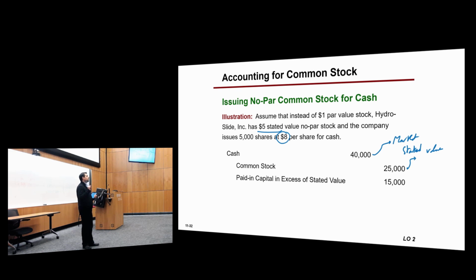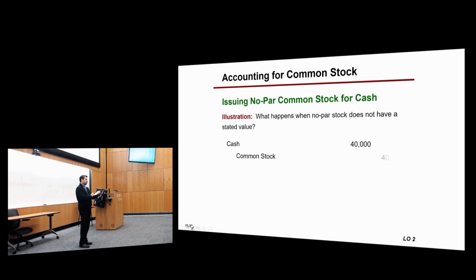If the common stock has neither par value nor stated value, we credit everything to common stock. It will be like this one here. We simply credit the whole amount to common stock. So this is what we covered last time. Any questions about this?